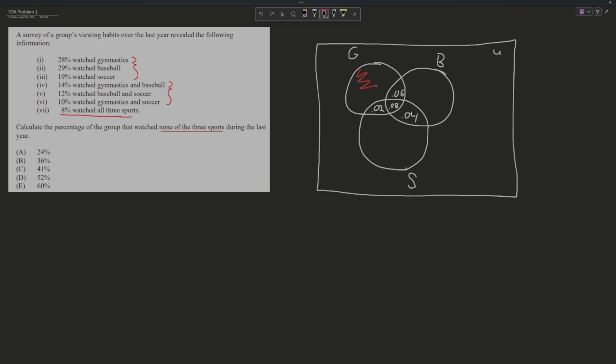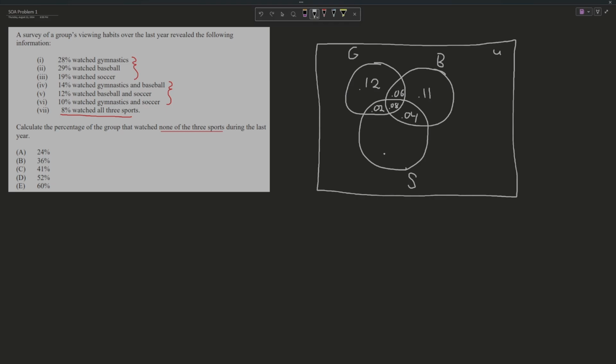Now, let's find these values. So these values are the ones that only watch gymnastics, or only watched baseball, or only watched soccer. For that, we need to subtract our 28%, so our gymnastics, which is 28%, minus our 6%, minus our 8%, minus our 2%. Because, again, we don't want to overcount. We only want to find the value of people that watch the gymnastics only. So that will end up giving us 12%. For baseball, we have 29% minus 6% minus 8% minus 4%, which gives us 11%.